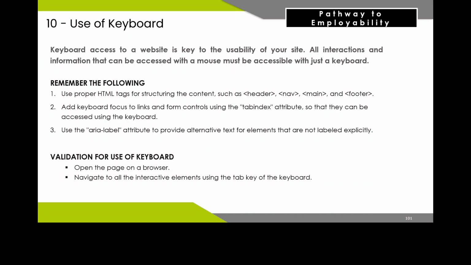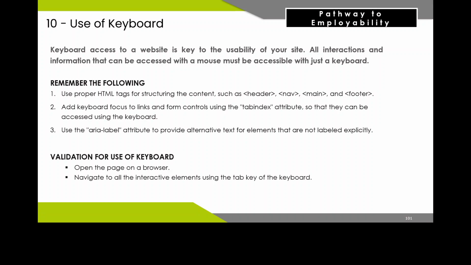All interactions and information that can be accessed with a mouse must be accessible with just a keyboard. Remember the following. Use proper HTML tags for structuring the content, such as header, nav, main, and footer. Add keyboard focus to links and form controls using the tabindex attribute, so that they can be accessed using the keyboard. Use the ARIA label attribute to provide alternative text for elements that are not labeled explicitly.